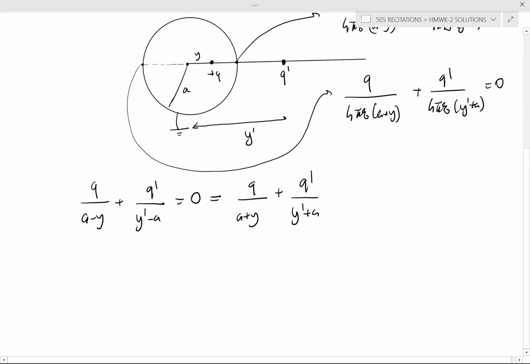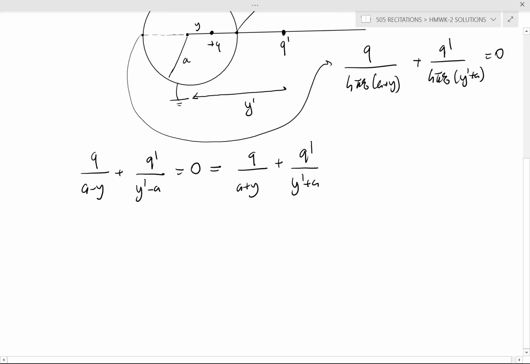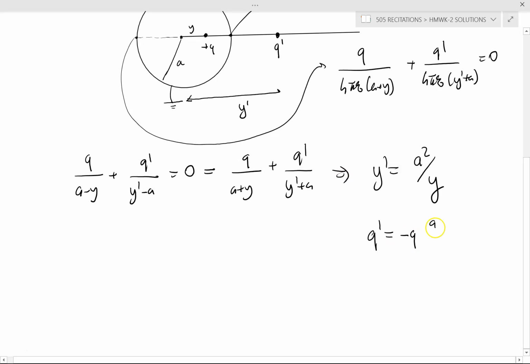Two equations, two unknowns. I can always extract to find out what Q prime and y prime are, and if you do this carefully, you will end up with y prime is equal to a squared divided by y, and Q prime is equal to minus Q a divided by y.